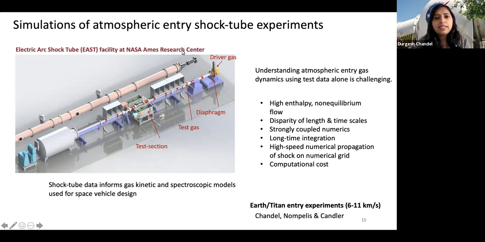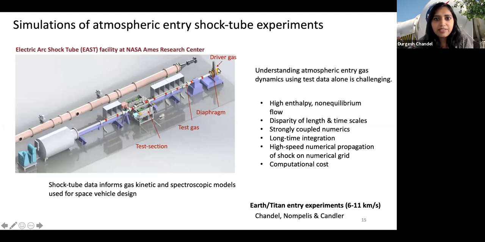NASA Ames Research Center has the EAST shock tube facility, which is kind of unique. You can test a variety of test gases here, and you can generate shock speeds all the way up to 40. The driver gas is separated from the test gas, which is filled in the rest of the tube, using a diaphragm. The test gas section has shock detectors along the tube. The tube is about 8 meters long from the diaphragm until the test section, where there are 4 CCD cameras.